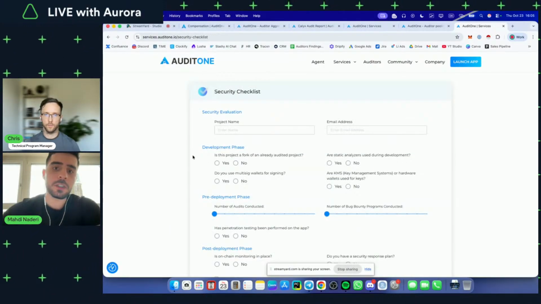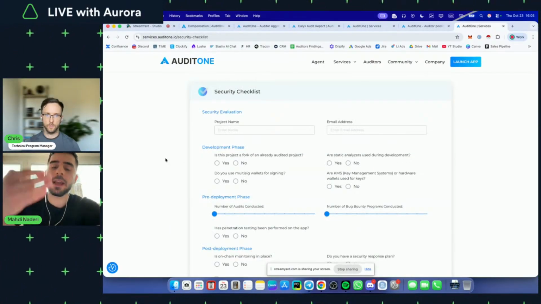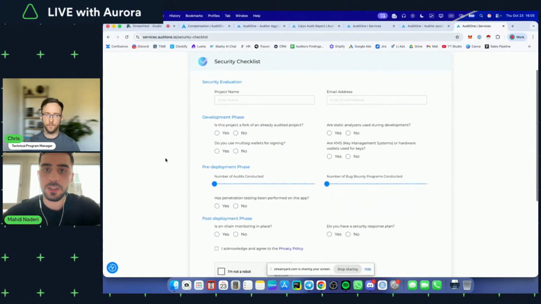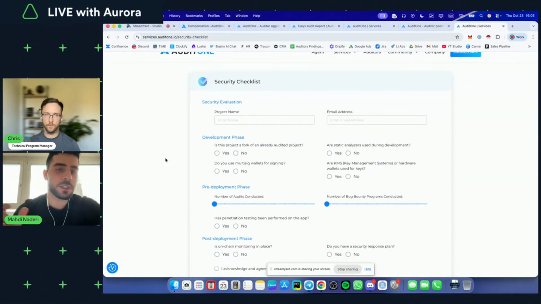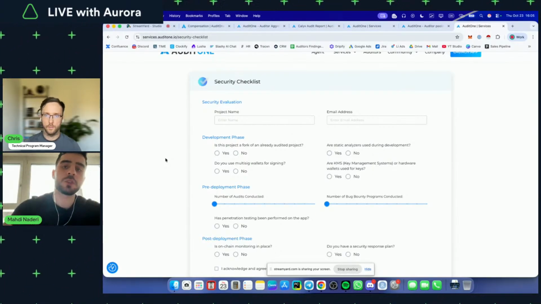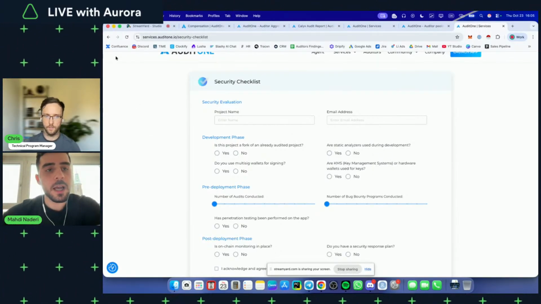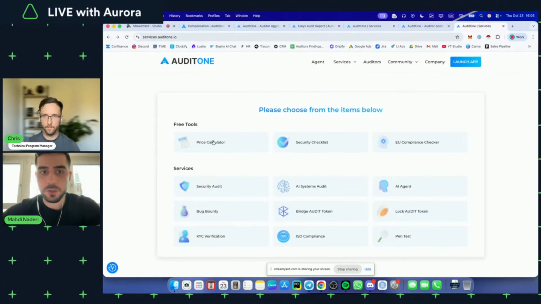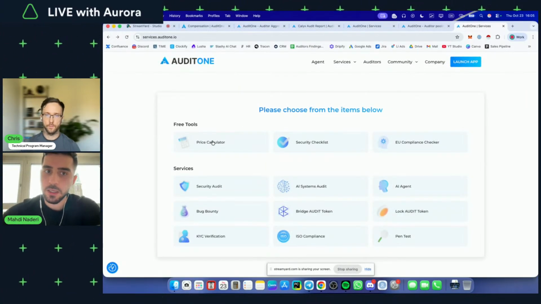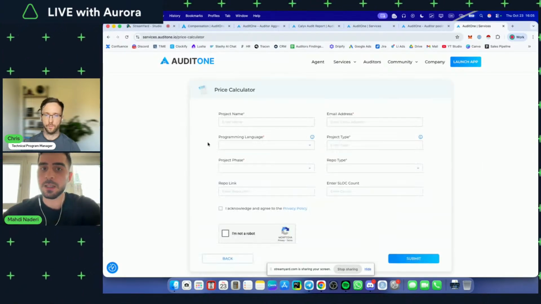So I'm not going to get into too much detail, but basically after you do this security checklist and you answer these simple questions, you somehow get an understanding of where we are right now security-wise and where we need to be in order to be as secure as possible. And the next thing, which is also very important for projects, is how much would it cost for us to have an audit? And this price calculator makes things simpler.